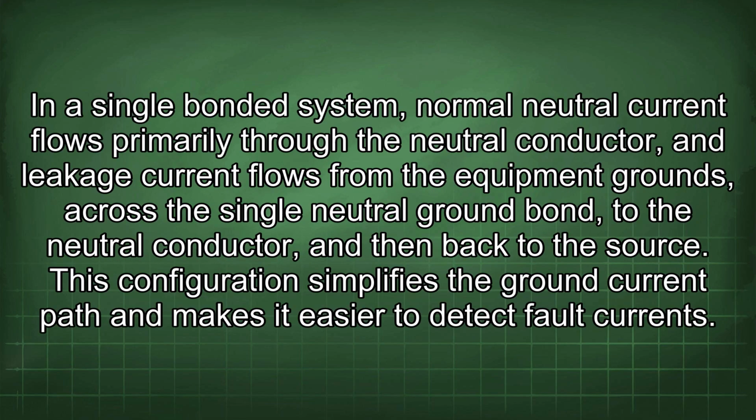In a single bonded system, normal neutral current flows primarily through the neutral conductor, and leakage current flows from the equipment grounds across the single neutral ground bond to the neutral conductor, and then back to the source. This configuration simplifies the ground current path and makes it easier to detect fault currents.